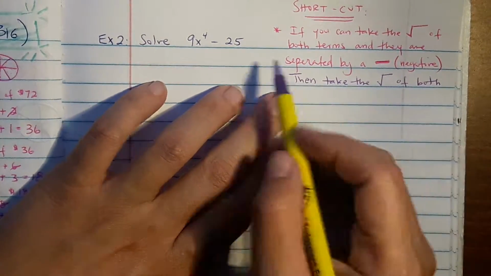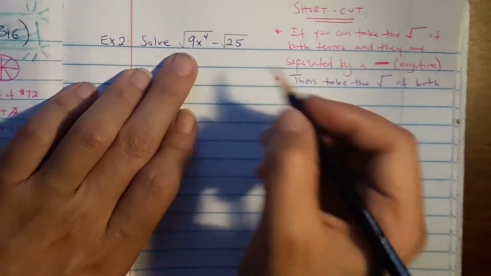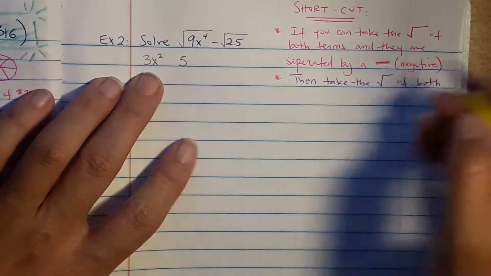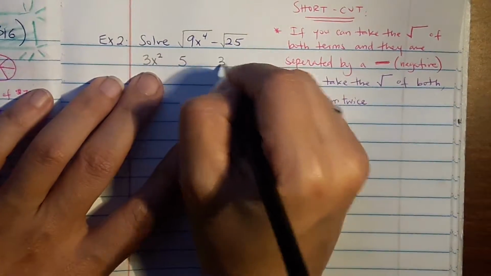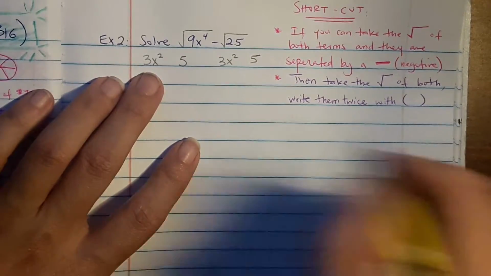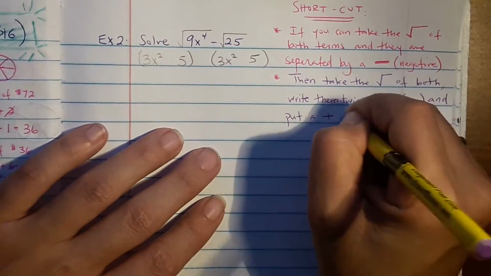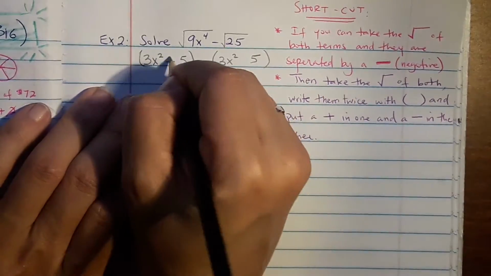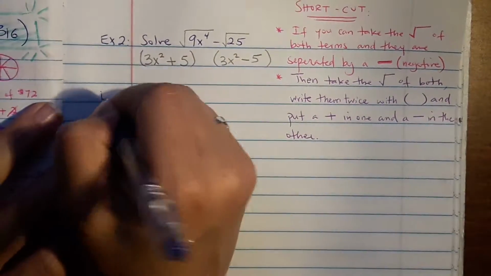Shortcut, color it in. So what's the square root of 9? X to the 4th power. And the square root of 25. So the square root of 9 is 3. The square root of x to the 4th power is x squared. Square root of 25 is 5. So take the square root of both terms, write them twice with parentheses. So I'm going to write it again with parentheses and put a plus in one and a minus in the other. So plus in one, minus in the other. And that's it. That's the shortcut. So if you can take the square root of both and it's separated by a negative, that's a shortcut.